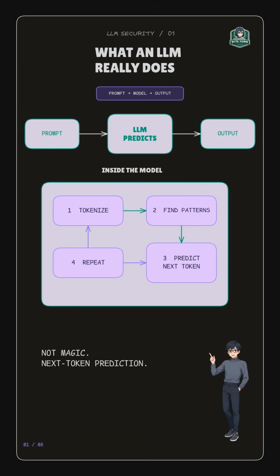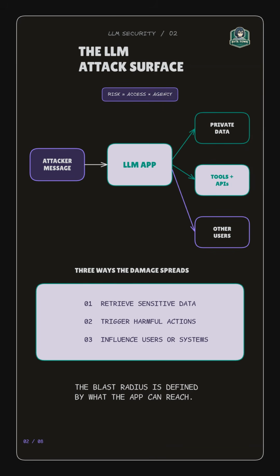Here's the part most people get wrong about LLMs. An LLM isn't sitting there thinking like a human. It takes your input, breaks it into tokens, looks at patterns, predicts what should come next, and repeats. That's basically the engine. But this is where things get interesting: the LLM might just be predicting text, but the app around it could have access to private data, tools, or even other users.